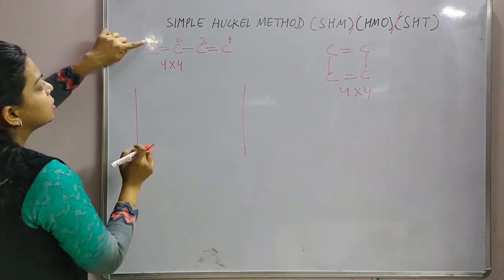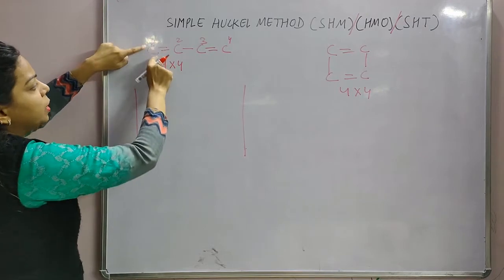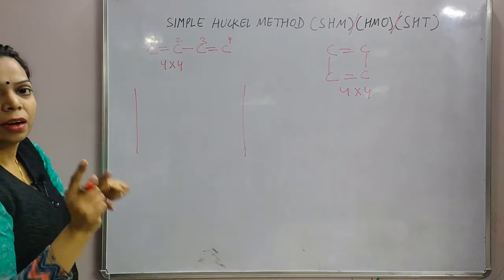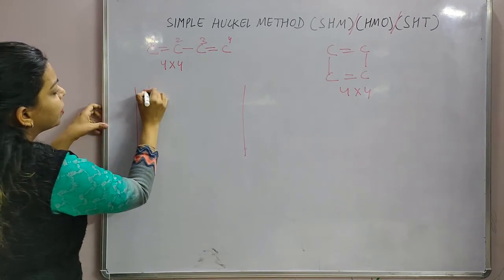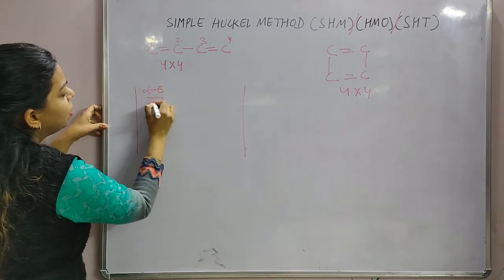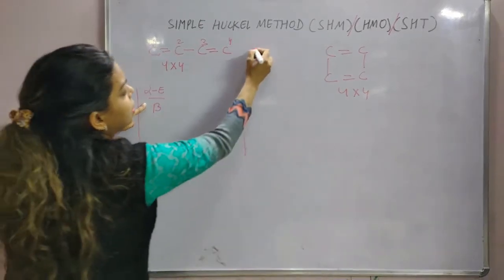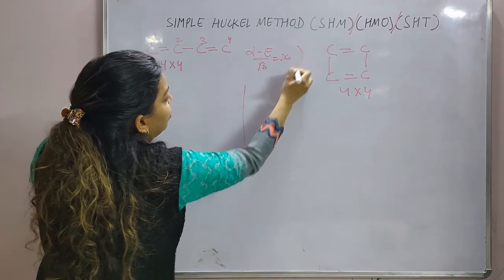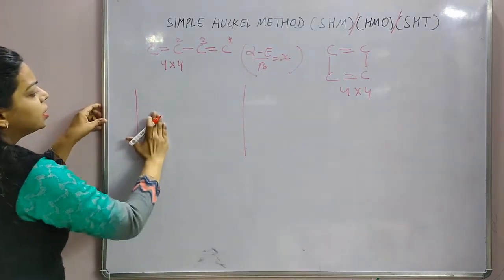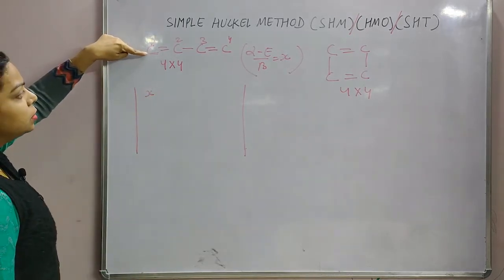Now the first thing is, for this first carbon, its orbital with itself is overlapping 100%. So this term will be alpha minus E upon beta. Let's call this term, alpha minus E upon beta, equal to X. Okay, I am just providing it a symbol. So it will be X for carbon number 1.